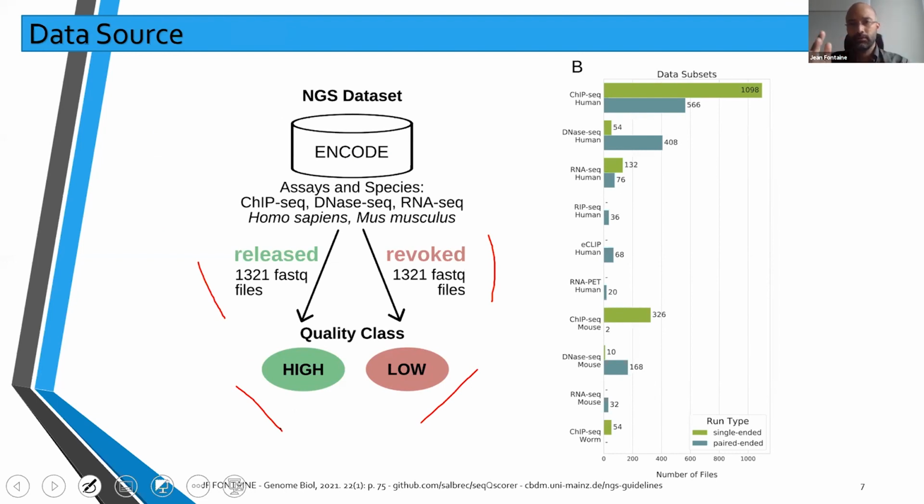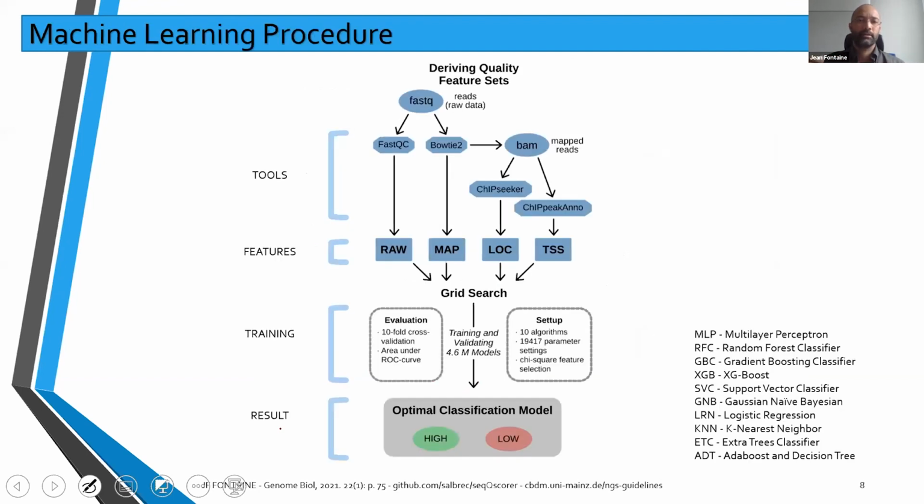On the right side, you see the figures. In this presentation, we will focus on the data subsets where we have the most files, because machine learning needs many files. The machine learning procedure is as follows. Each of these files comes in the FASTQ file format, the first step here.